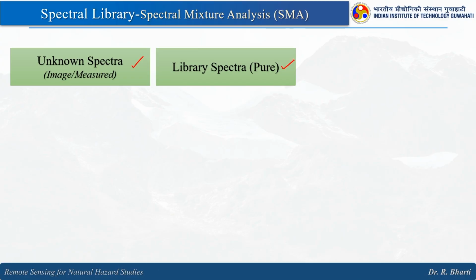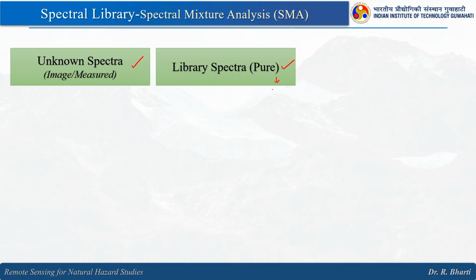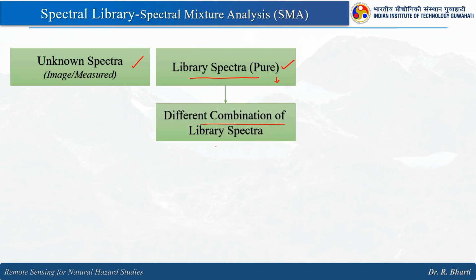So, the library spectra are the pure spectra of, let us say, quartz, mica, feldspar, or maybe any standard material, right. And we are expecting that my pixel will have a combination of these 1, 2, 3, 4, 5, 10 materials. So, those will be available, or I should collect that information from different spectral libraries. Then different combinations of the spectral library will be generated.